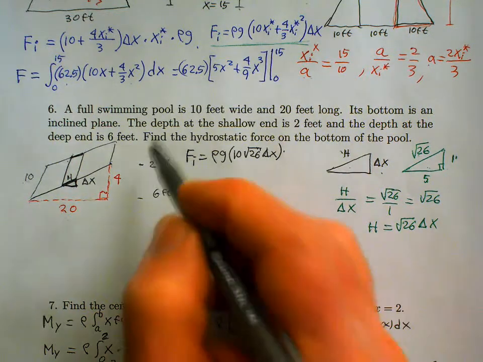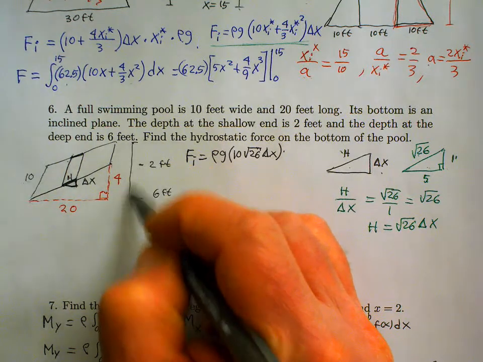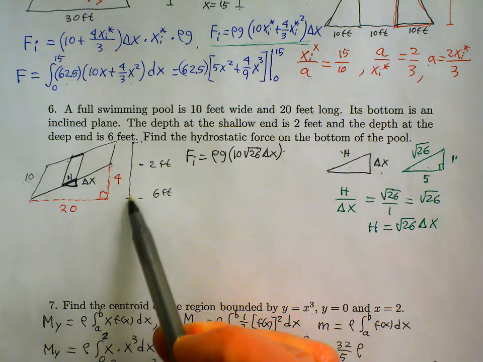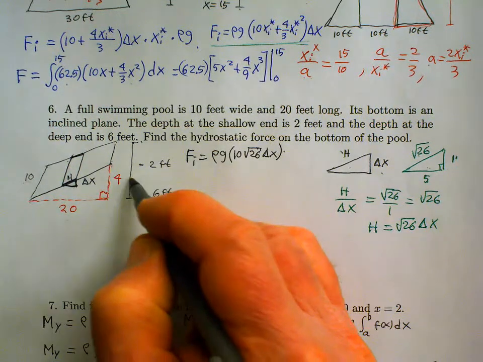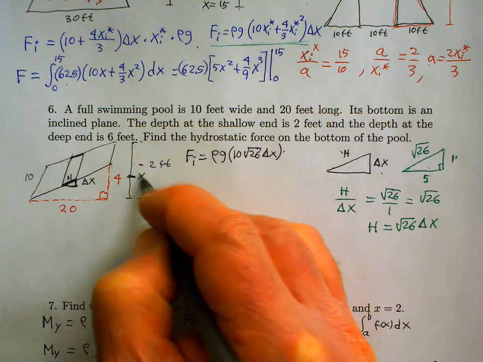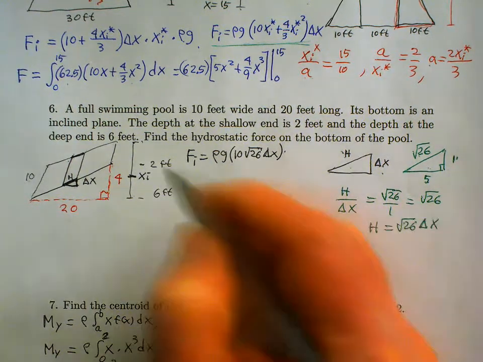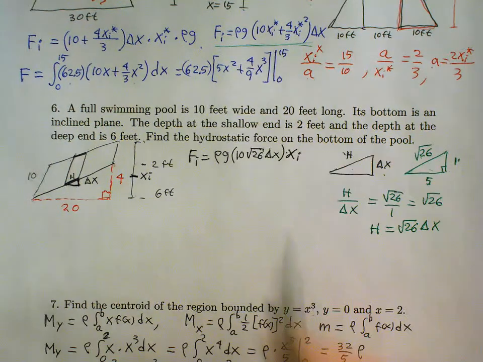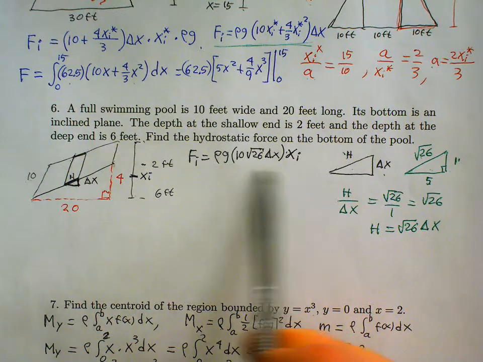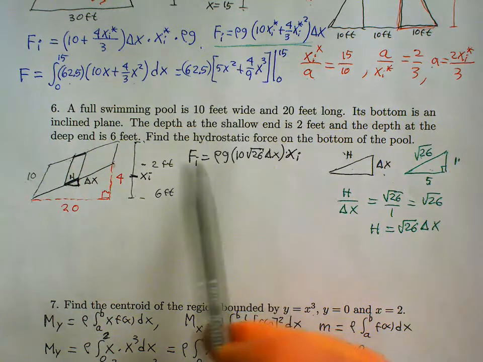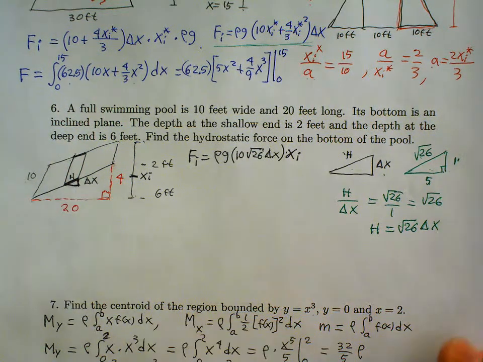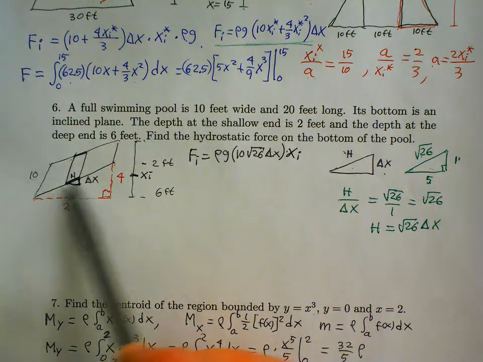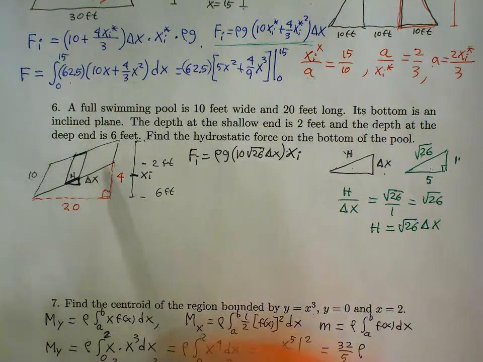So the x values start from 0, but we're only going to use the x values between 2 and 6. But we can still refer to the depth as x sub i or x sub i star. I'll just use x sub i for this one. Okay, so this represents the hydrostatic force on that rectangle. And we can do that on each of the rectangles in the subdivision.